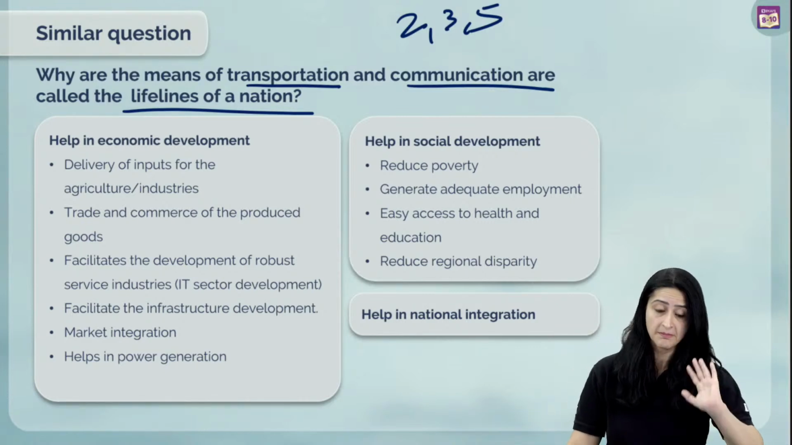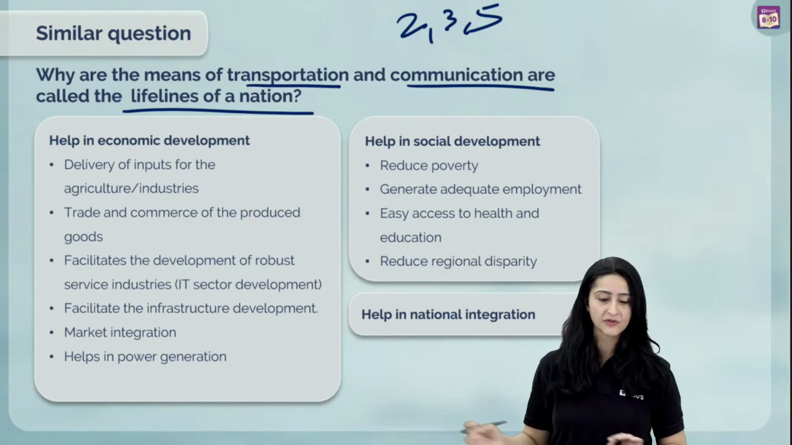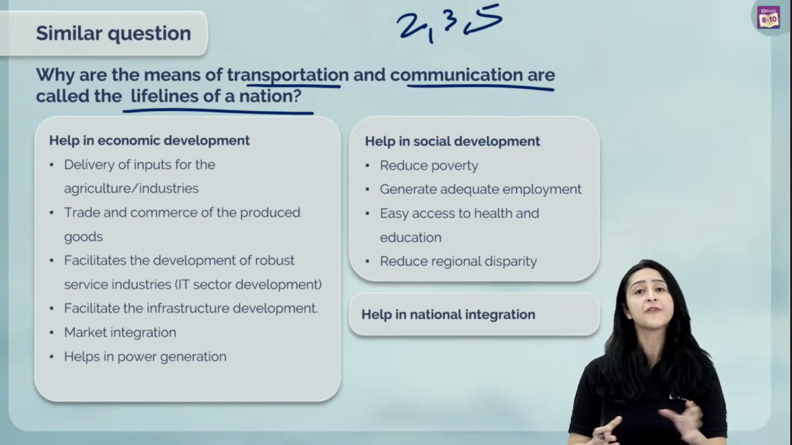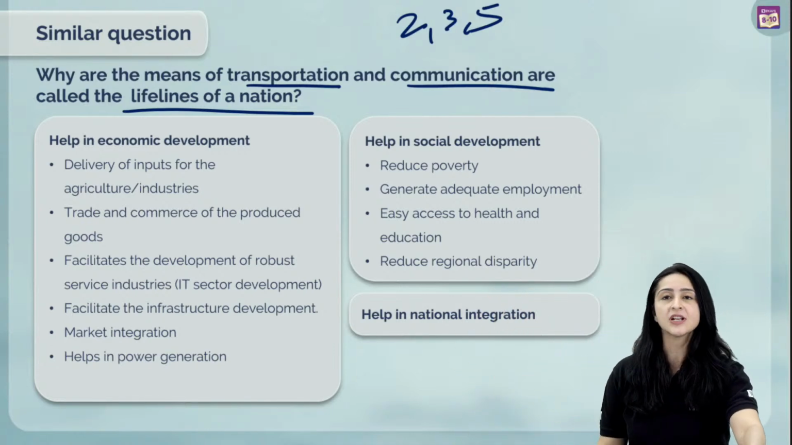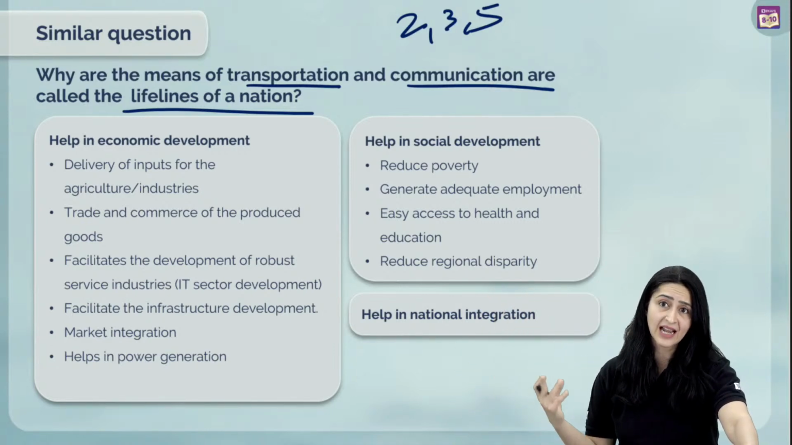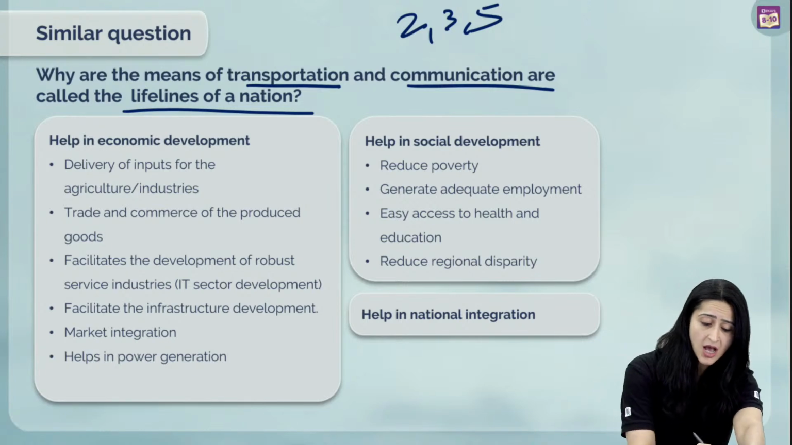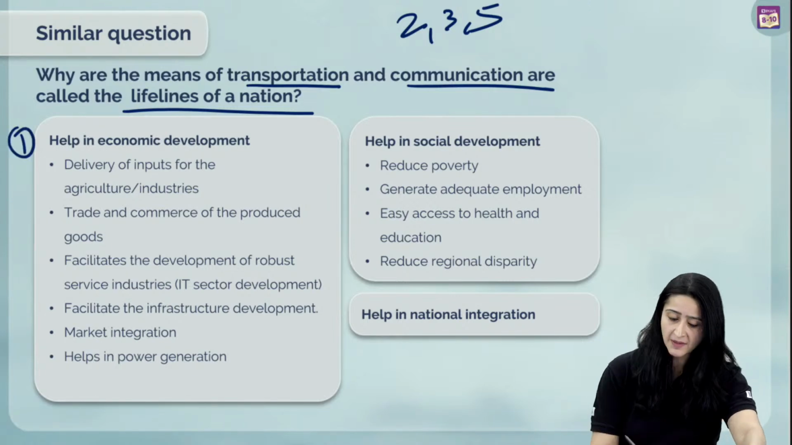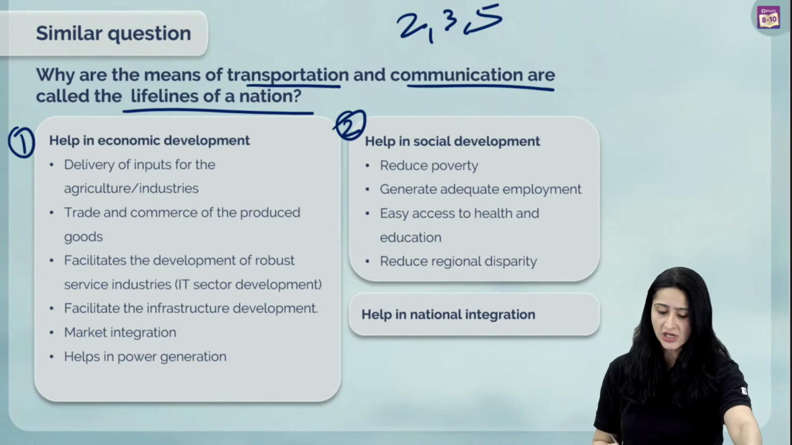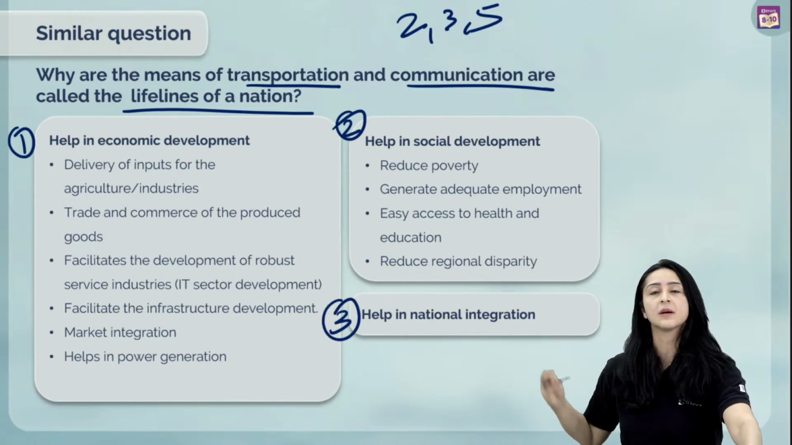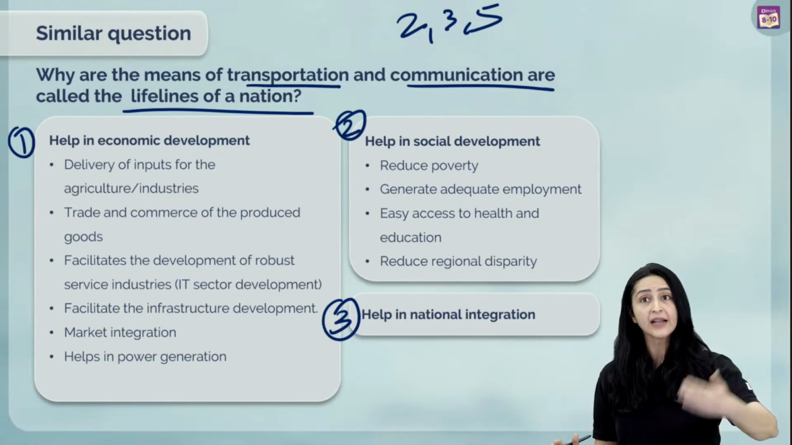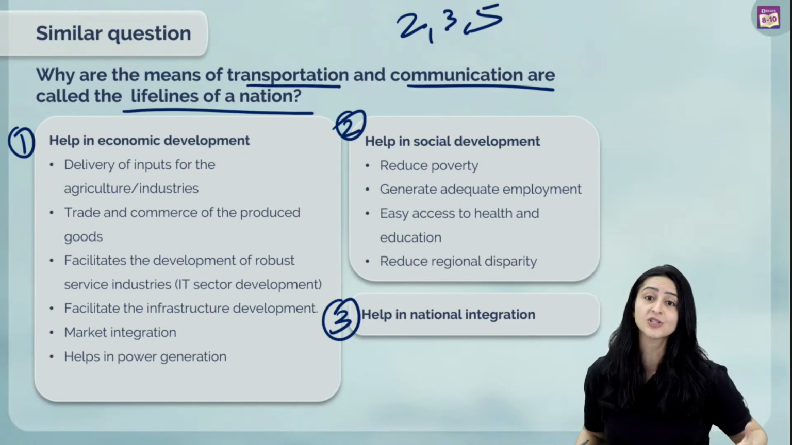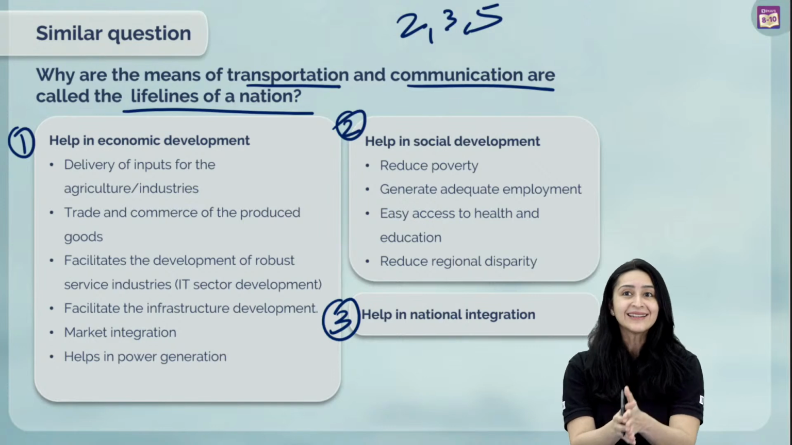Okay, minimum. So, for example, in terms of transportation and communication, if it is just a 2-mark question, then all we need to do is say transportation and communication can be considered the lifeline of the nation, because number 1, it helps in economic development, number 2, it helps in social development, and number 3, it helps in terms of national integration. That is it. You don't need to write anything more. But if it is a 3-mark question or a 5-mark question, then you need more detail, right?